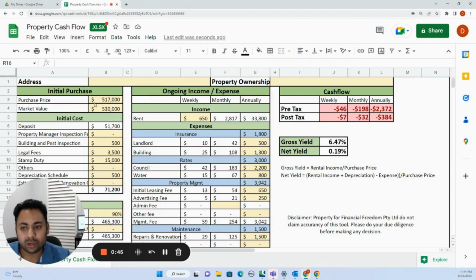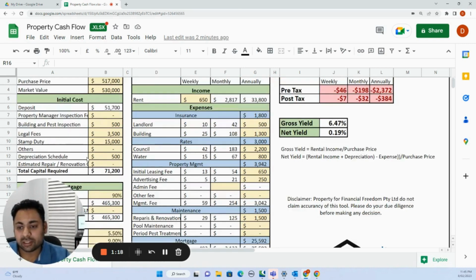First you have to start with the purchase price. For example, you're buying a property, you estimate this is the price, so you put that purchase price there. For this particular property which I bought, I know all of the comparables are going for 530k plus, so I have put a market value of 530k. This market value is more about forecasting the growth and everything. It's not about the cash flow analysis.